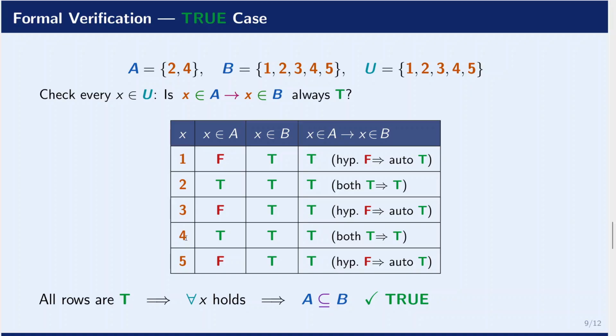For the fourth row, X equals 4, 4 belongs to A, which is true. 4 belongs to B, which is also true. True implies true, resulting in true.